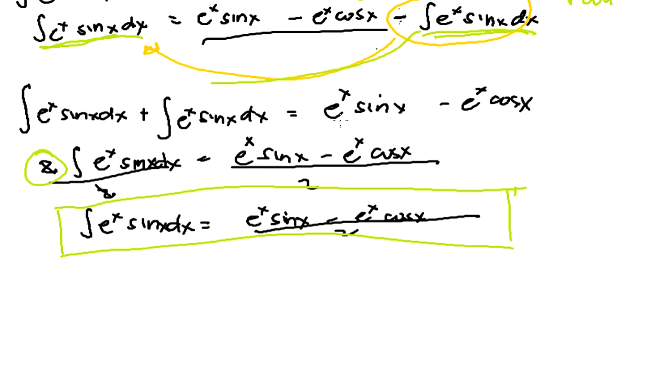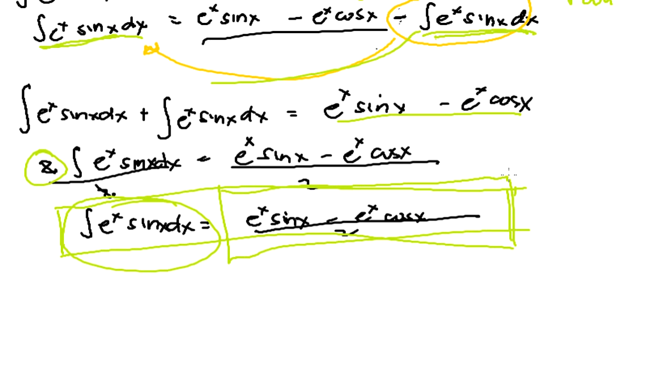And then we equate it with our answer, and then divide both sides by 2 because we only need to know the integral of 1 e to the x sine x dx. That's why our final answer is this one. Okay, thank you so much.